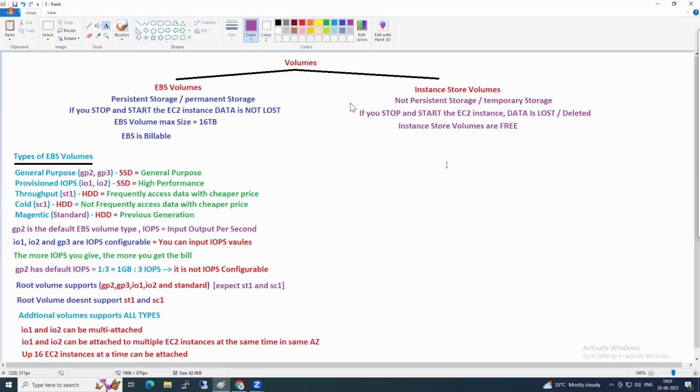We like that word, no? Free. But there will always be a star mark when you see free. Instance store volumes are free.